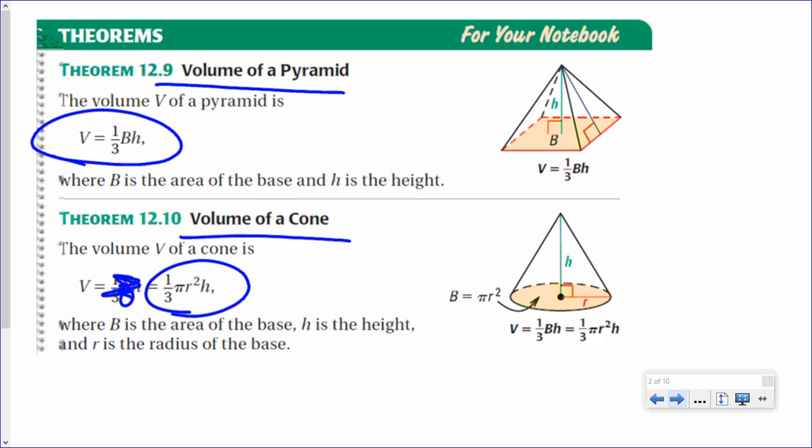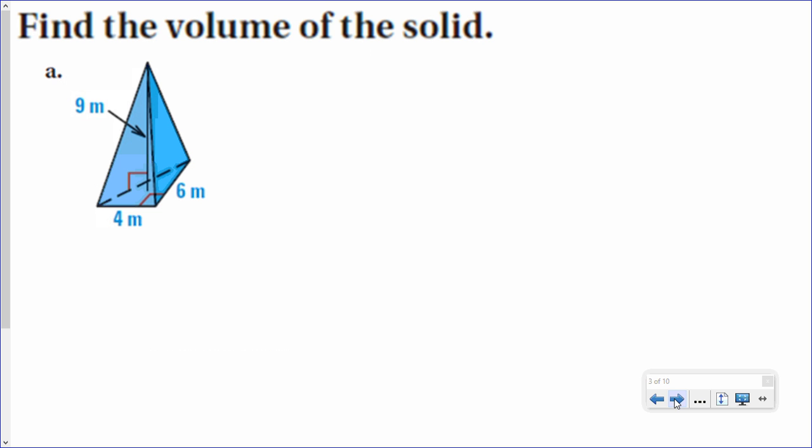The problems on today's lesson, they challenge you a little bit. The first ones won't seem too bad, but then the next ones will be a little bit more work, but we'll just kind of get through it here. All right, here we go.